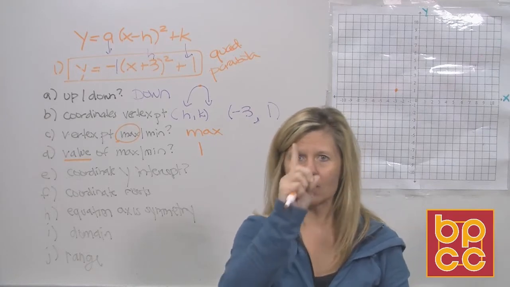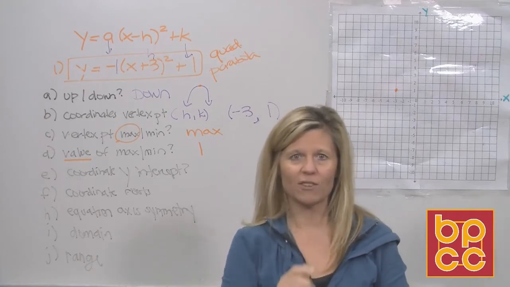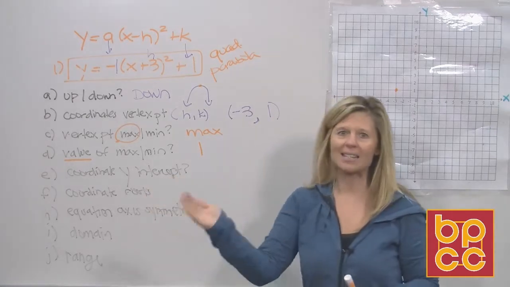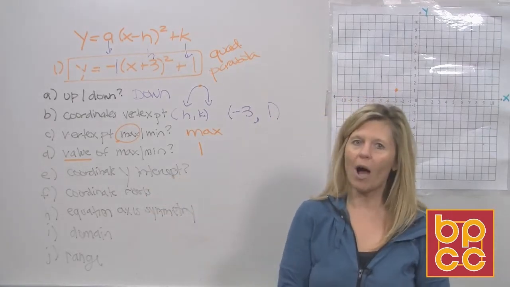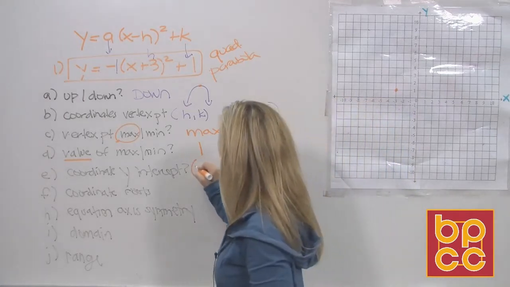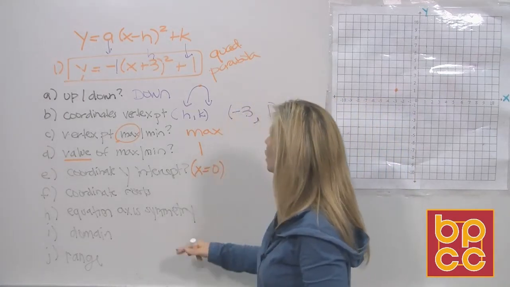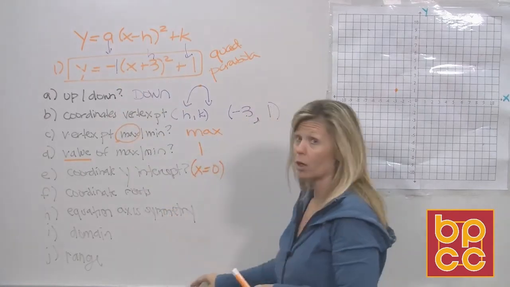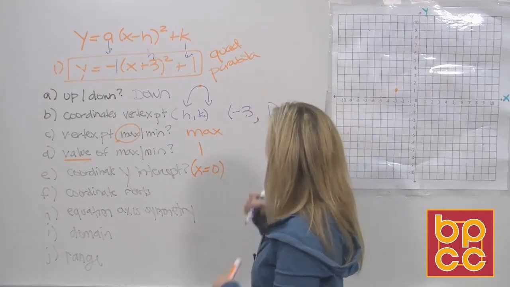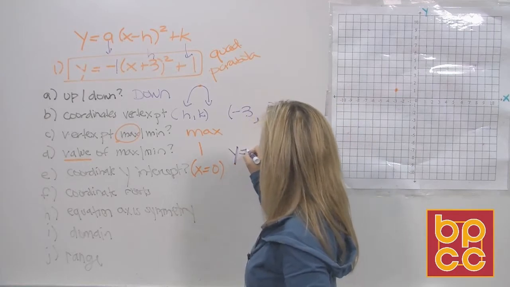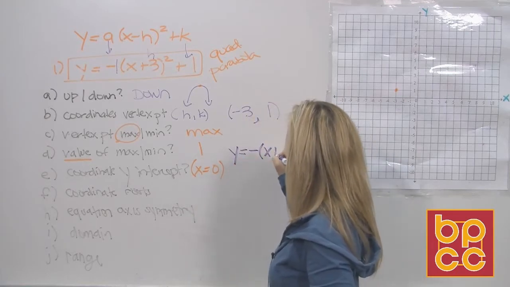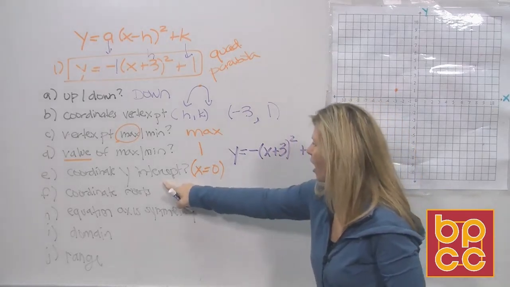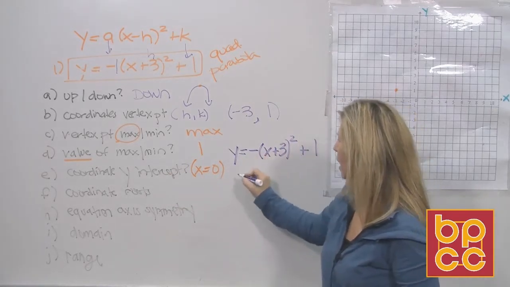Every parabola has one y-intercept. So that's the first point you want to find. To find a y-intercept, we go back to the definition. If you're on the y-axis, your x value's got to be 0. So you're going to take your equation and replace x with 0. So we're going to do some algebra work here. Our equation is y equals negative (x plus 3) squared plus 1. To find a y-intercept, you let x be 0.